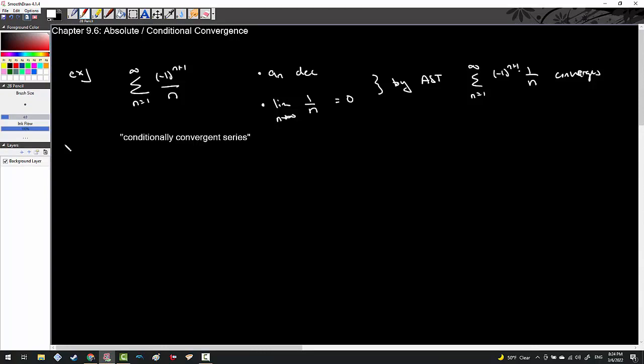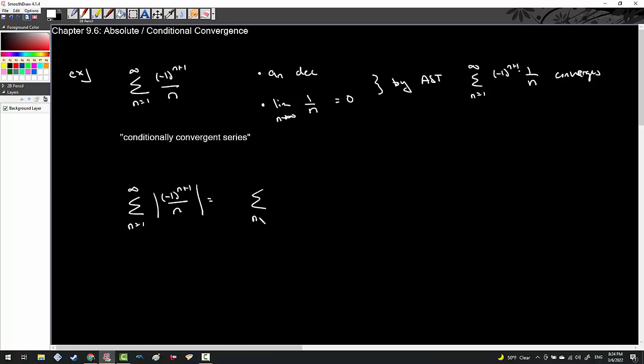If I look at this a different way and remove the alternator altogether, taking the summation from n equals 1 to infinity of the absolute value of negative 1 to the n plus 1 over n, then if I absolute value the entire thing, what I get is the summation from n equals 1 to infinity of just the regular harmonic series. And we all know this diverges, right? It's the harmonic series, therefore divergent. That can be assumed knowledge at this point.